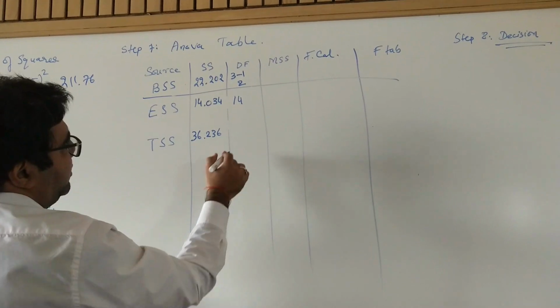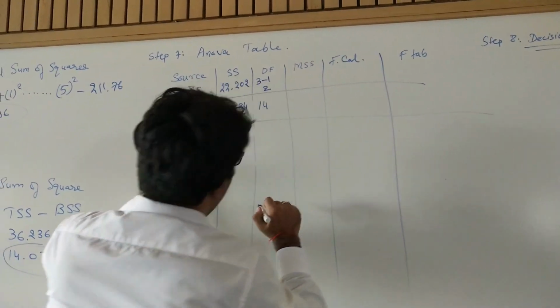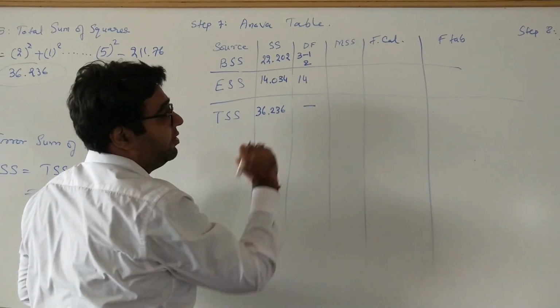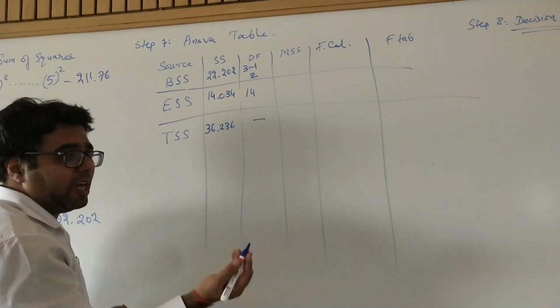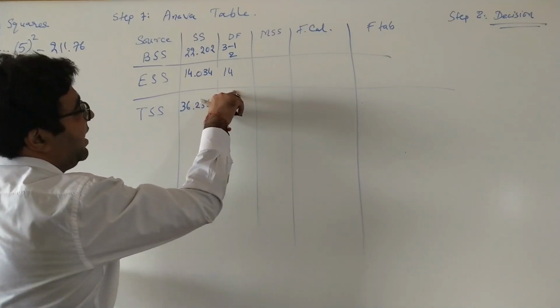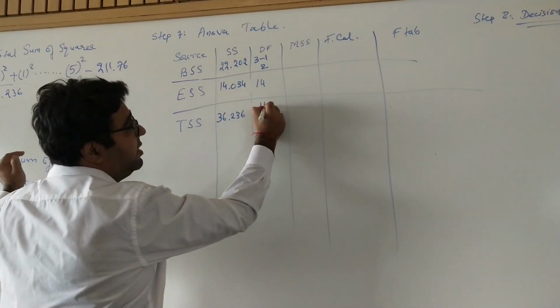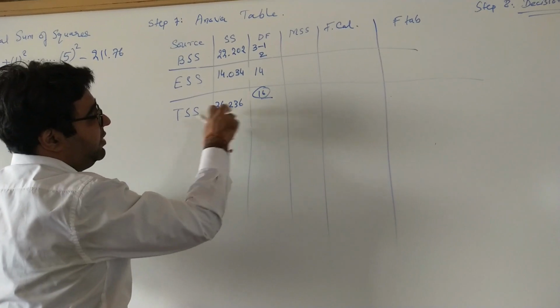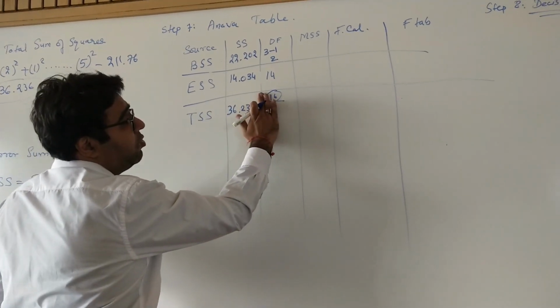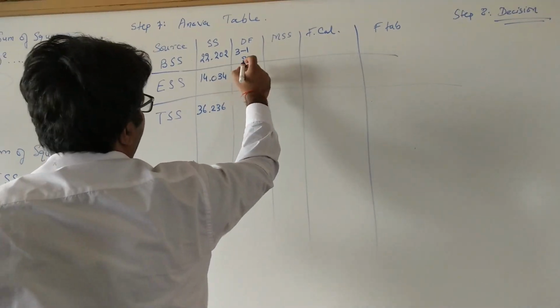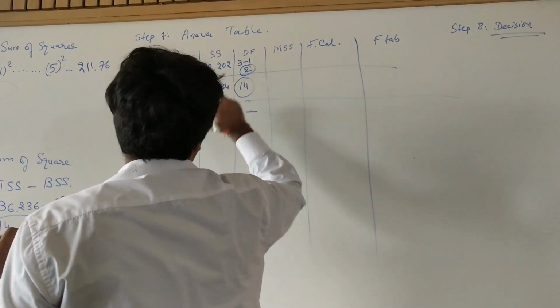If you want to find the degree of freedom for total, it is n minus 1, that is 17 minus 1, so 16 is the degree of freedom for TSS. But there is no use for it, so no one writes it here. So here you have 2 degrees of freedom, that is 2 and 14.